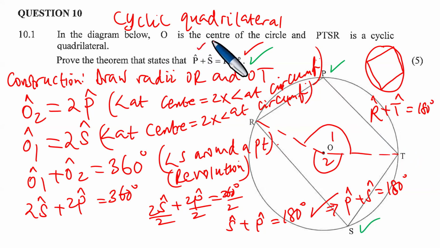Because the examiner wants P and S, it means you must join the other points. If you join P and S, then you're going to get R and T in the end.